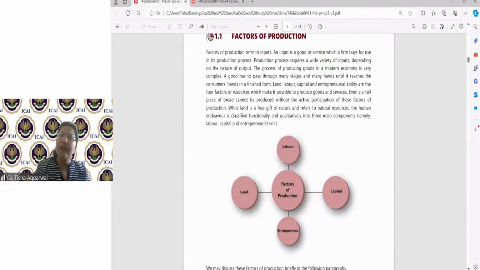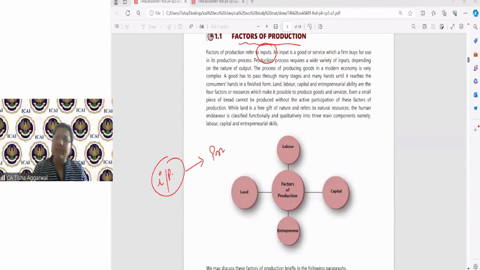Now, whenever we are doing production, we have primarily the factors of production with us. And what are factors of production? Factors of production are nothing but the inputs. These inputs that you put into the process to yield the output are what is known as the factors of production. And we divide factors of production primarily into 4 parts: land, labor, capital, and entrepreneurship.